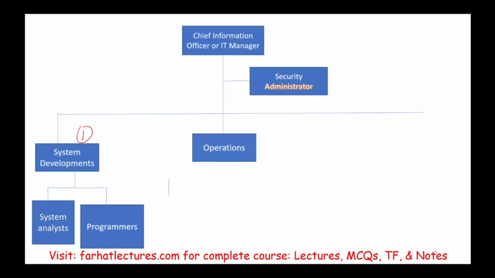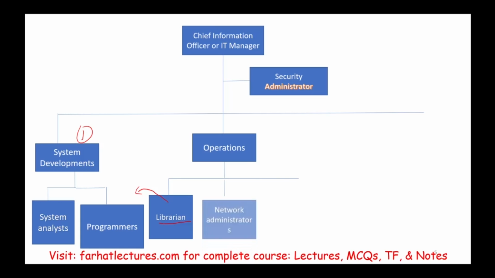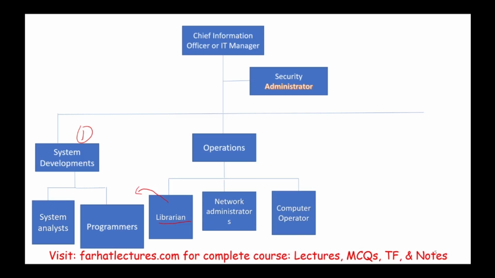The second group of people should be the operation. The operation are the people that are actually using the system. Now we have the librarian under the operation. Sometimes we could have the librarian under the system development. The librarians are the people that keep track of the programs and don't let anyone touch them without proper authority. Then under the operation, we could have network administrators. Again, as the word suggests, they are in charge of the network that is used by the whole system, by the whole company. Then we have the computer operators. The computer operators are the people that use the system. They are the operators themselves. Also, this group, operation, should be separate from system development.